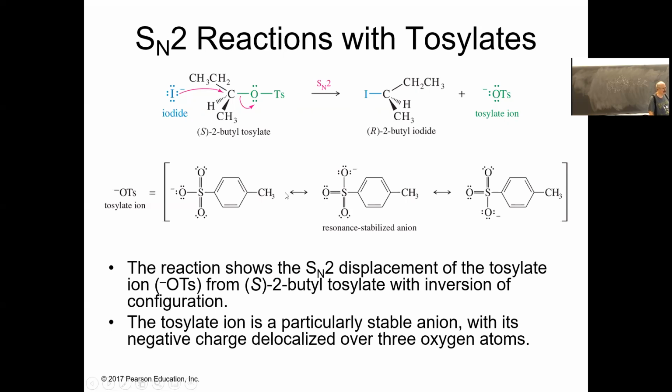Okay, the reason that tosylate is a good leaving group is it's a weak base because it's resonance stabilized. The anion is resonance stabilized, and we can spread the negative charge among all three of these oxygens. So it's a particularly stable anion.